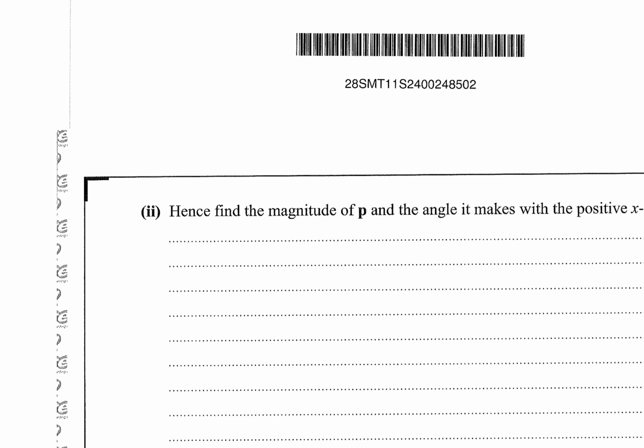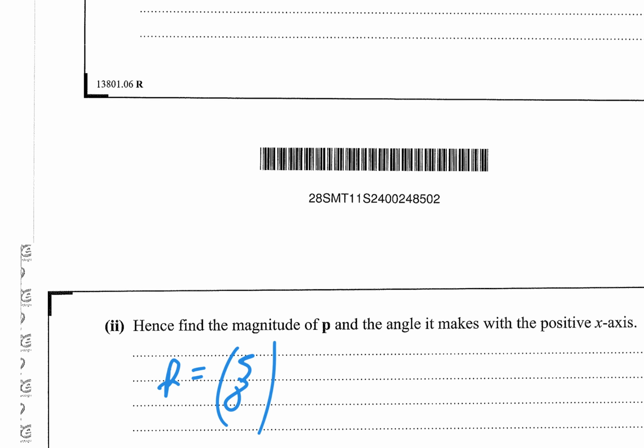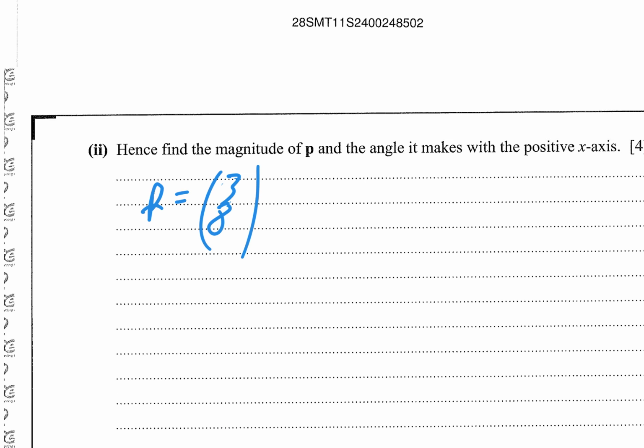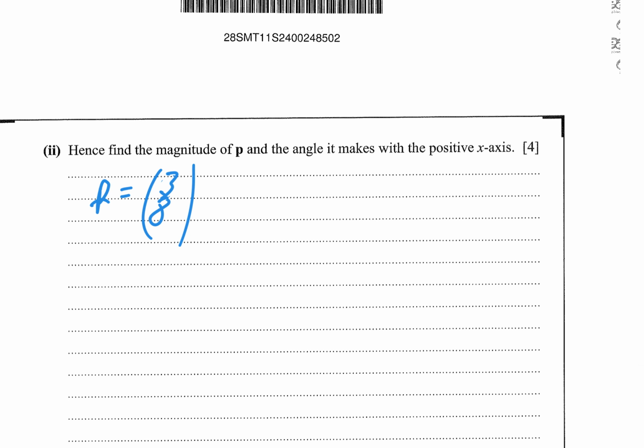So that's the first question done. Hence find the magnitude of P and the angle it makes with the x-axis. So P is (3, 8), and we want to find the magnitude of this and the angle it makes with the positive x-axis. Let's do a wee sketch. It goes 3 to the right and 8 up. So there's your angle theta, and your magnitude would be the length of this.